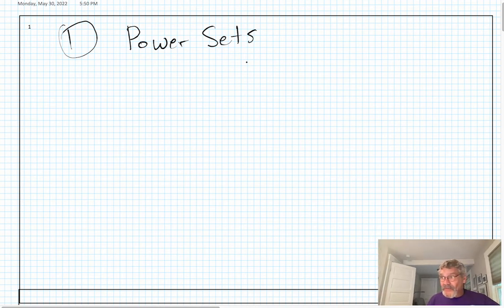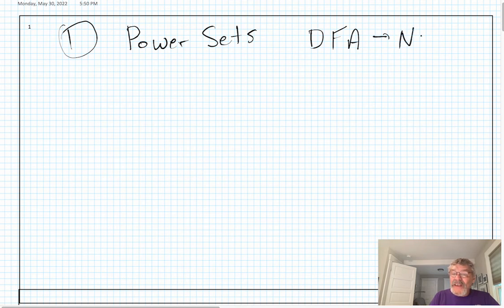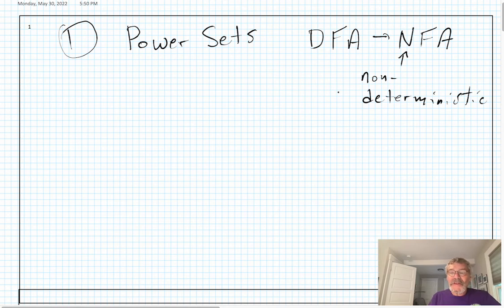The reason we're covering this is these are going to pop up in our next section in our book. You may recall we've already talked about DFAs, which are deterministic finite state automatons. And the next thing we're going to talk about are NFAs, lots of acronyms here. The N stands for non-deterministic. It's a $3 word. You don't need to know what it is yet. Right now you just need to know what a power set is.